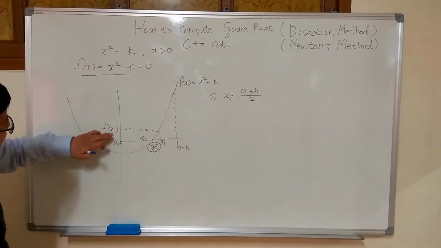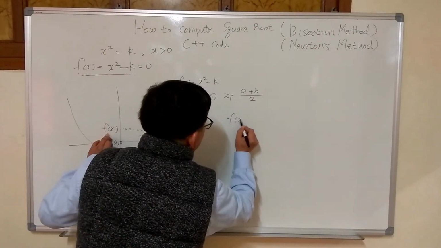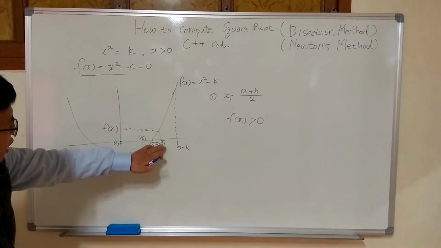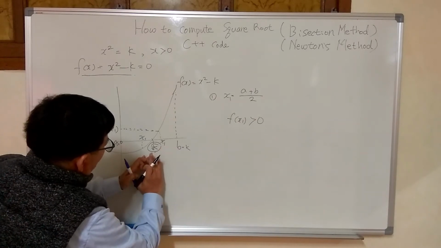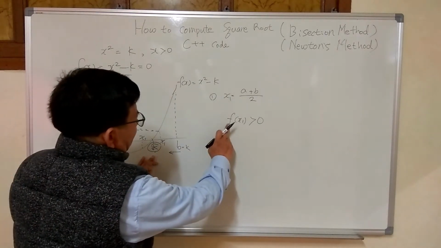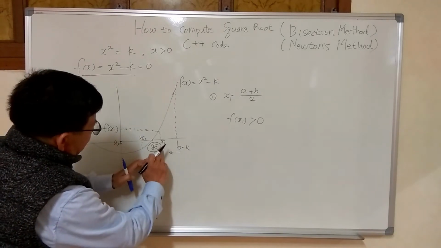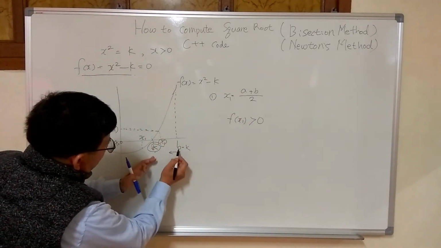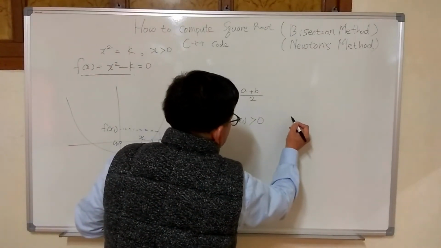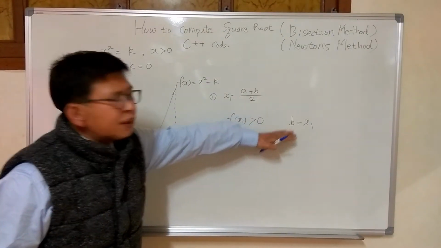So in this case, f(x1) is greater than 0. If f(x1) is greater than 0, x1 is on the right-hand side of root k. So we are moving b closer to this way. Greater than 0 means x1 is on the right-hand side of root k, so we move b closer to root k. So we have to say b equals x1. You have to remember and understand this one.